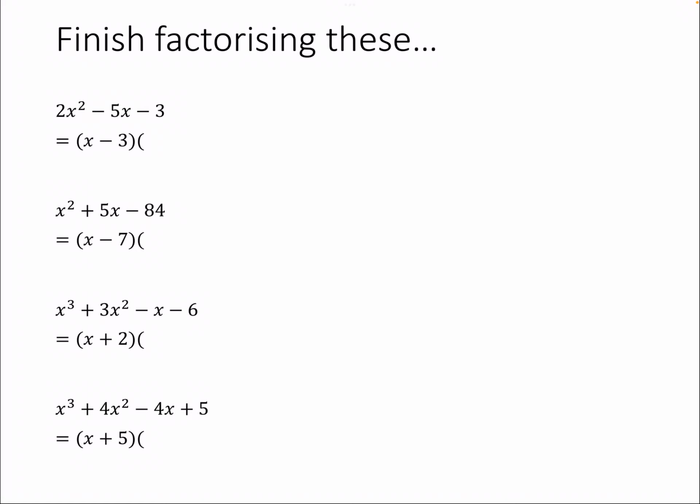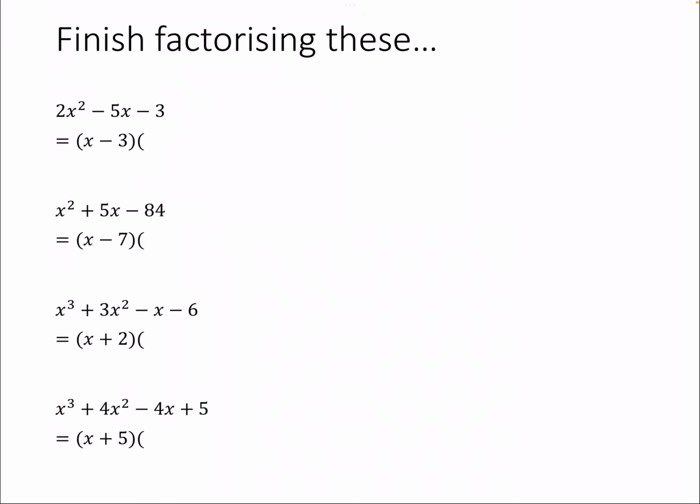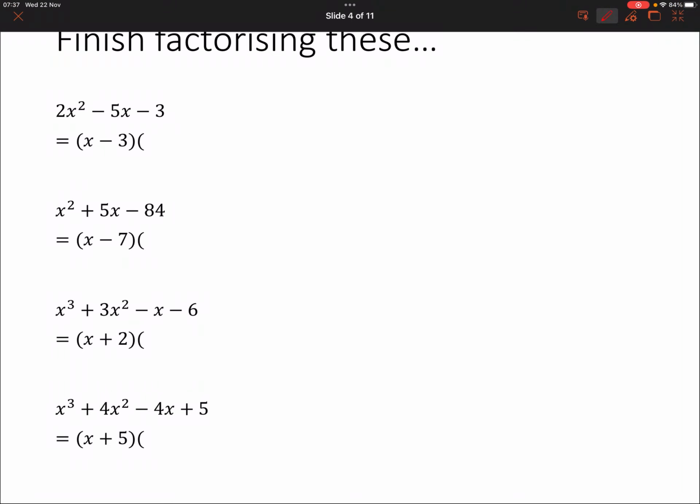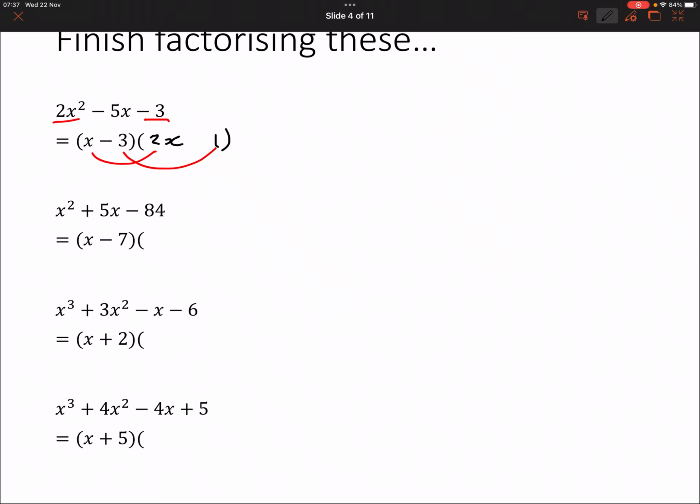Okay, so for the first one, the 2x squared comes from the x times something. So what's that something going to be? It's going to be 2x, isn't it? Now the minus 3 comes from the minus 3 times the number on the end, so it must be 1, so we can fill that in. And then all we need to do, and it must be a plus, is just check that the x's in the middle work out correctly.